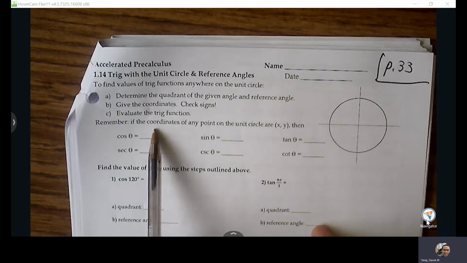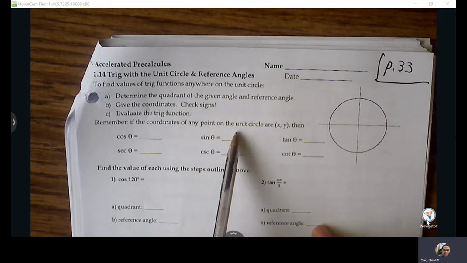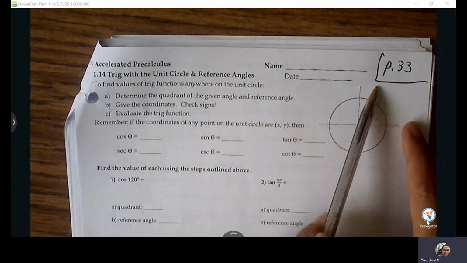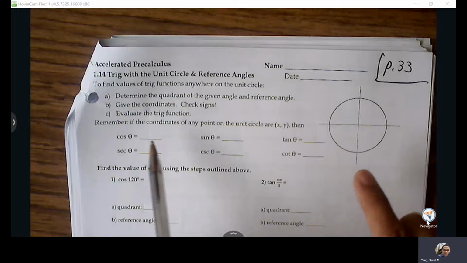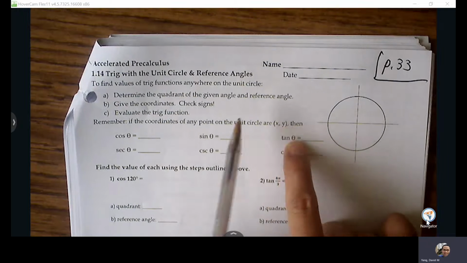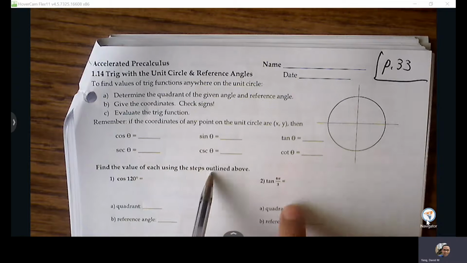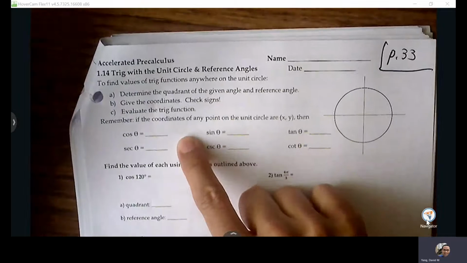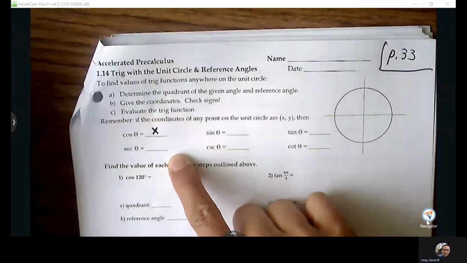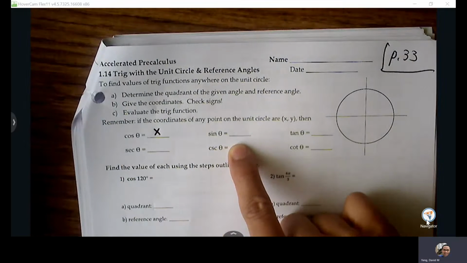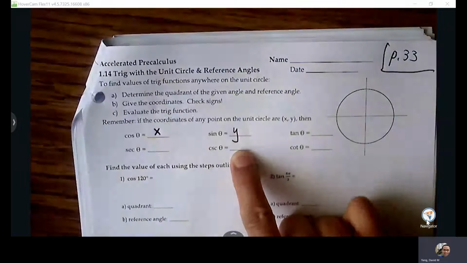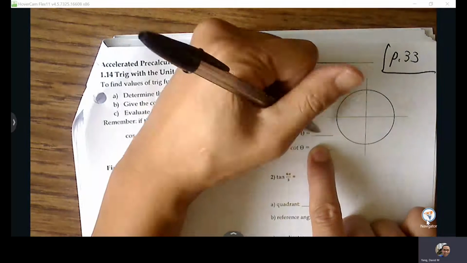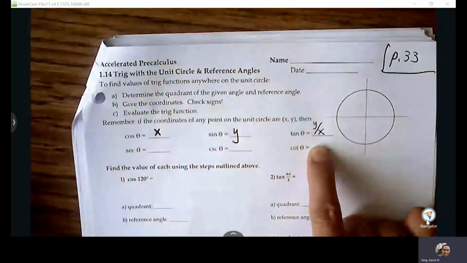Remember that if the coordinates of any point on the unit circle are x, y, then looking at each ordered pair, we can figure out cosine of any angle or the ratio of any trig function. Cosine is just your x coordinate. Sine of theta is your y coordinate. Tangent is sine over cosine, or y over x. Those are the big three.